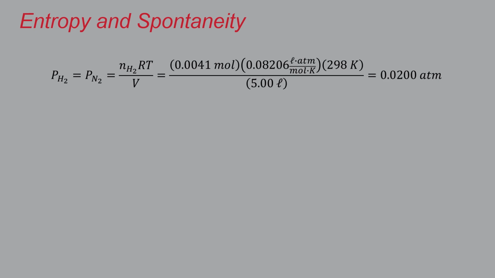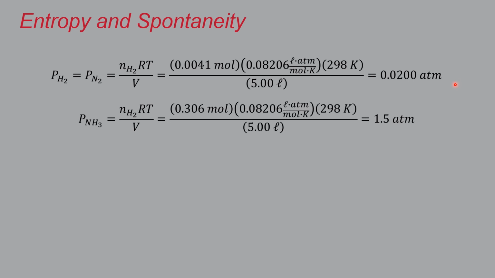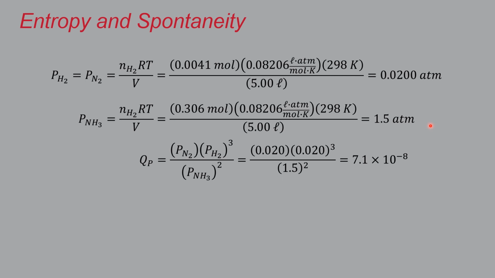So the partial pressure of H2 and N2 are going to be the same because they have the same amounts. And so plug in again, make sure you use the right version of R. So that corresponds to 0.02 atmospheres of each of those guys. Work out the same calculation for the partial pressure of the ammonia, and that turns out to be about 1.5 atmospheres. And now that we have that, we can calculate the pressure-based reaction quotient QP, plug in the numbers to our formula, and that gives us about 7.1 times 10 to the negative 8.